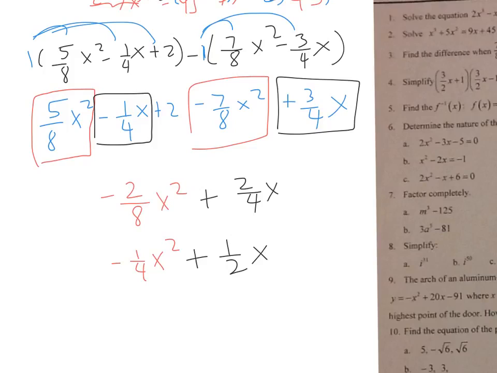And then I have this plus 2, but there's no number to combine it with on the other side. So I'll just put plus 2 at the end. So that's my final answer.